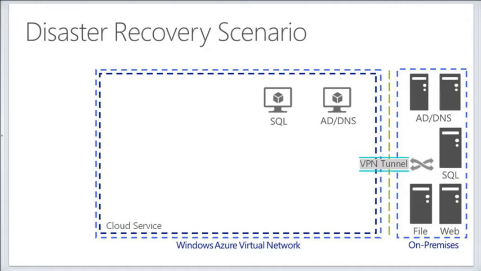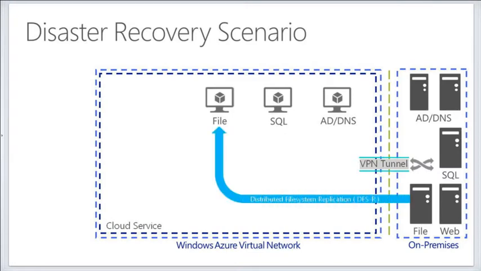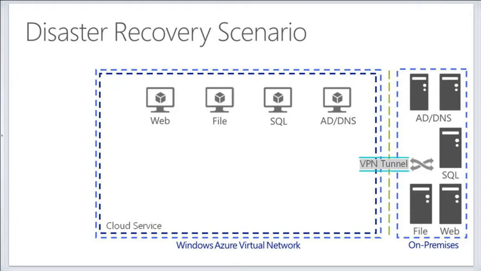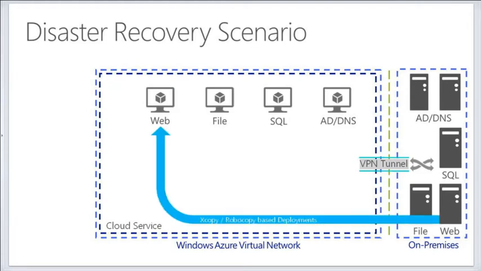I can do things with SQL, and then I could do log shipping or mirroring and have a copy of my SQL data up inside Azure as well. I can do file services using distributed file services, file replication services, or other aspects to have a copy of that file server up there. I can do the same thing with web servers and basically do XCOPY, Robocopy, or other copies of that web server data and have web servers in both sites.